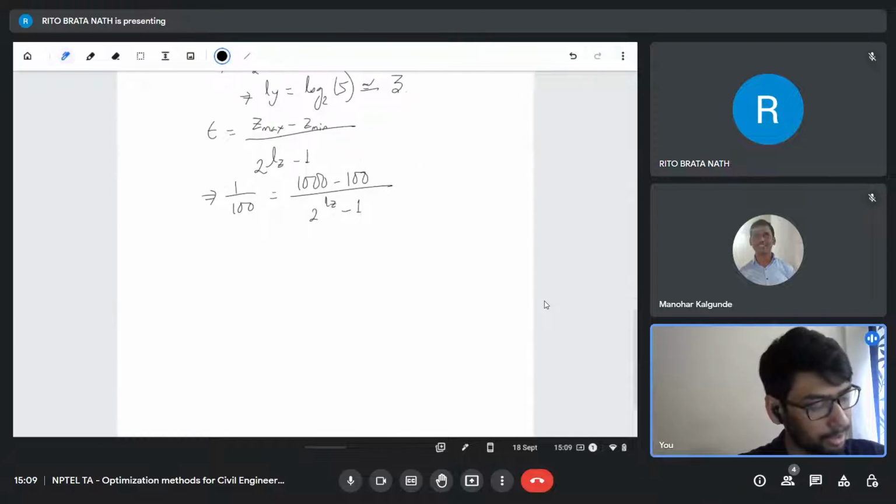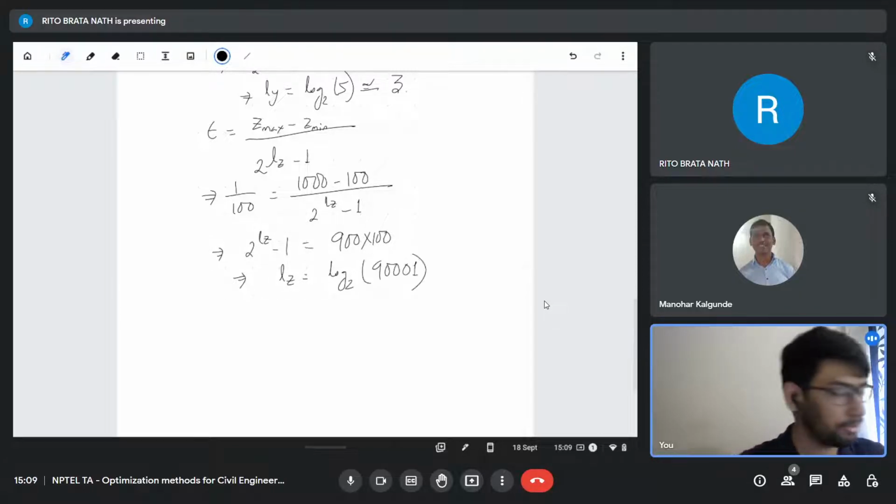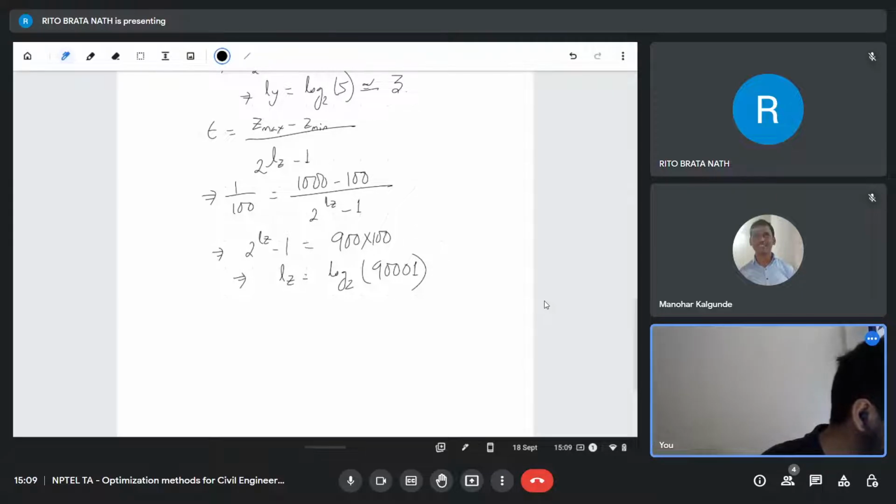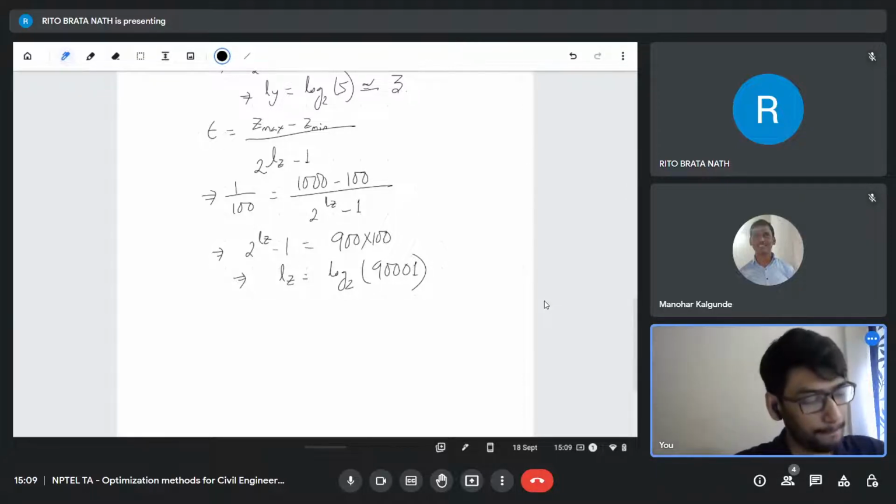So this part is nothing but 900 times 100. And finally, you will get your Lz to be log 2 base 90,001. If you evaluate this, you will finally get something like 16.46 probably. So this will be 16.46, and you have to round it up to 17.